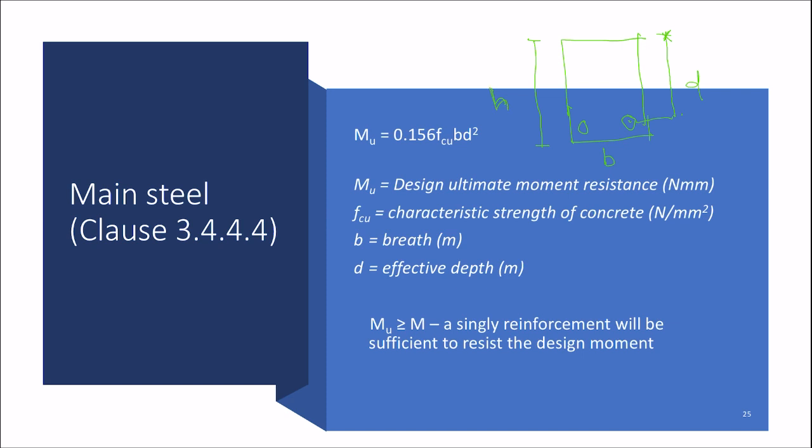The effective depth goes to the center of the steel bar. That is the effective depth, different from H. We must make sure that MU must be bigger than or equal to M, which means that it is a singly reinforced concrete beam. So MU is actually the maximum, because its name is also design ultimate moment resistance.